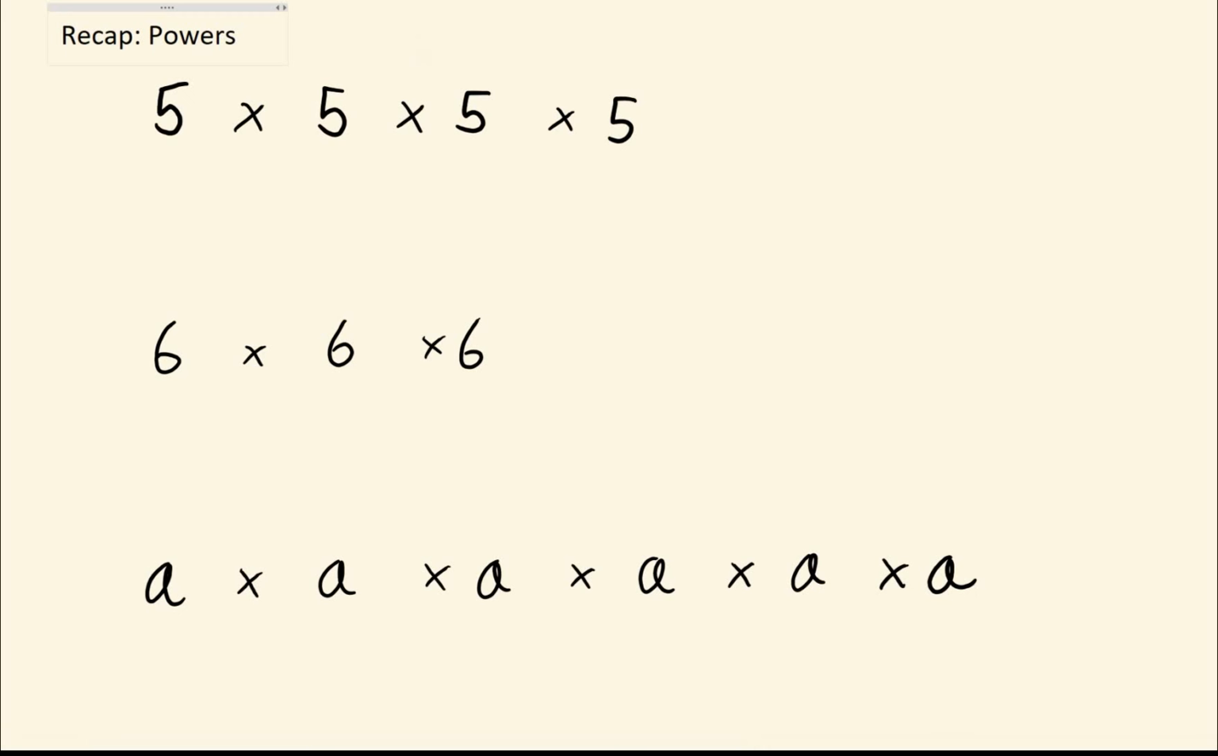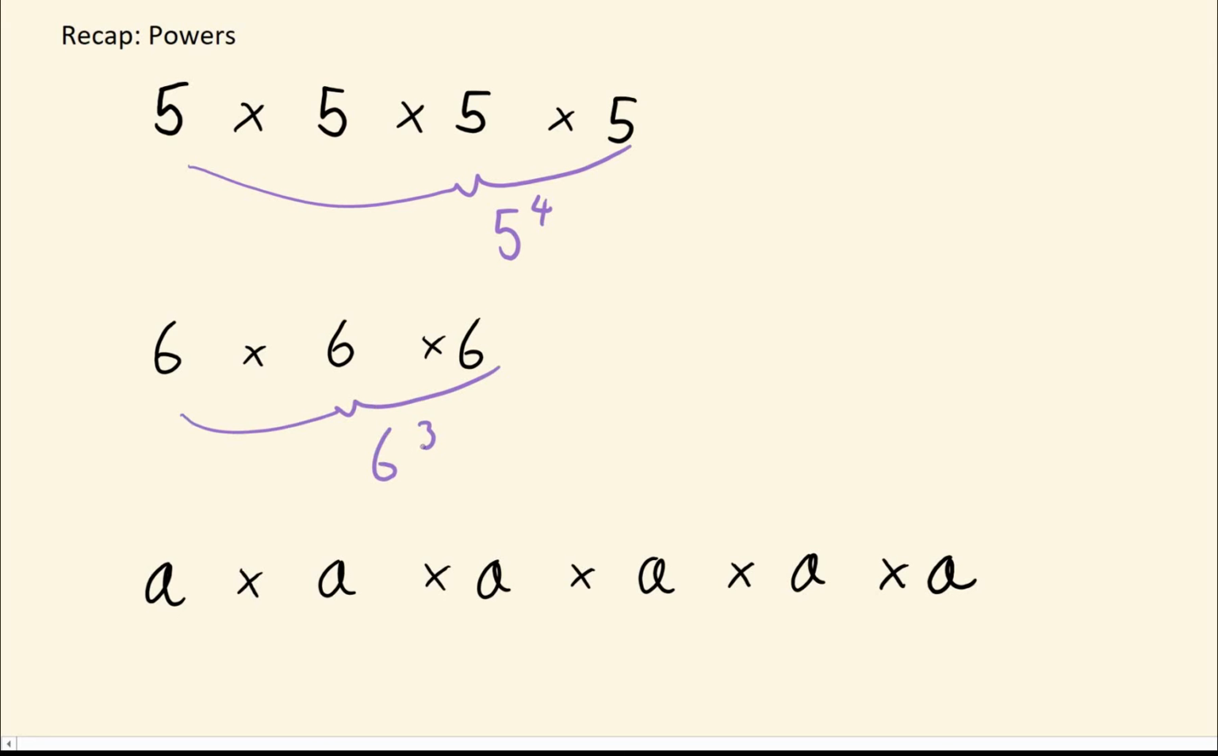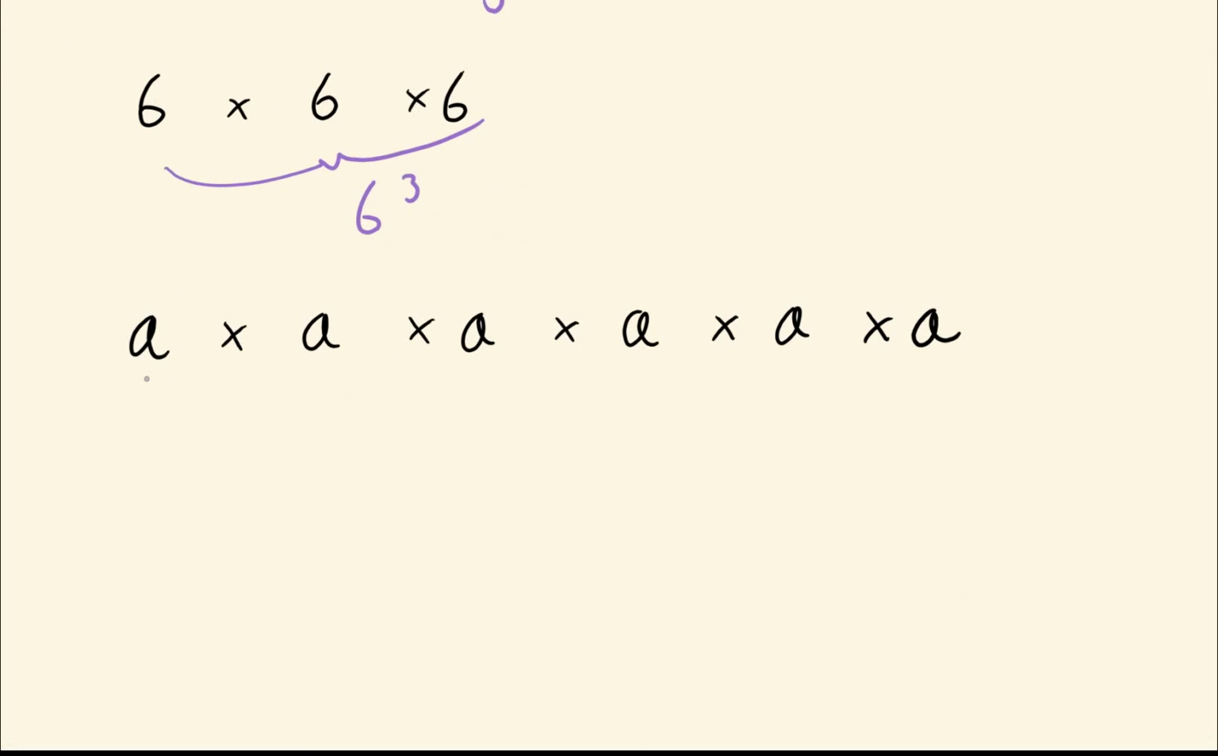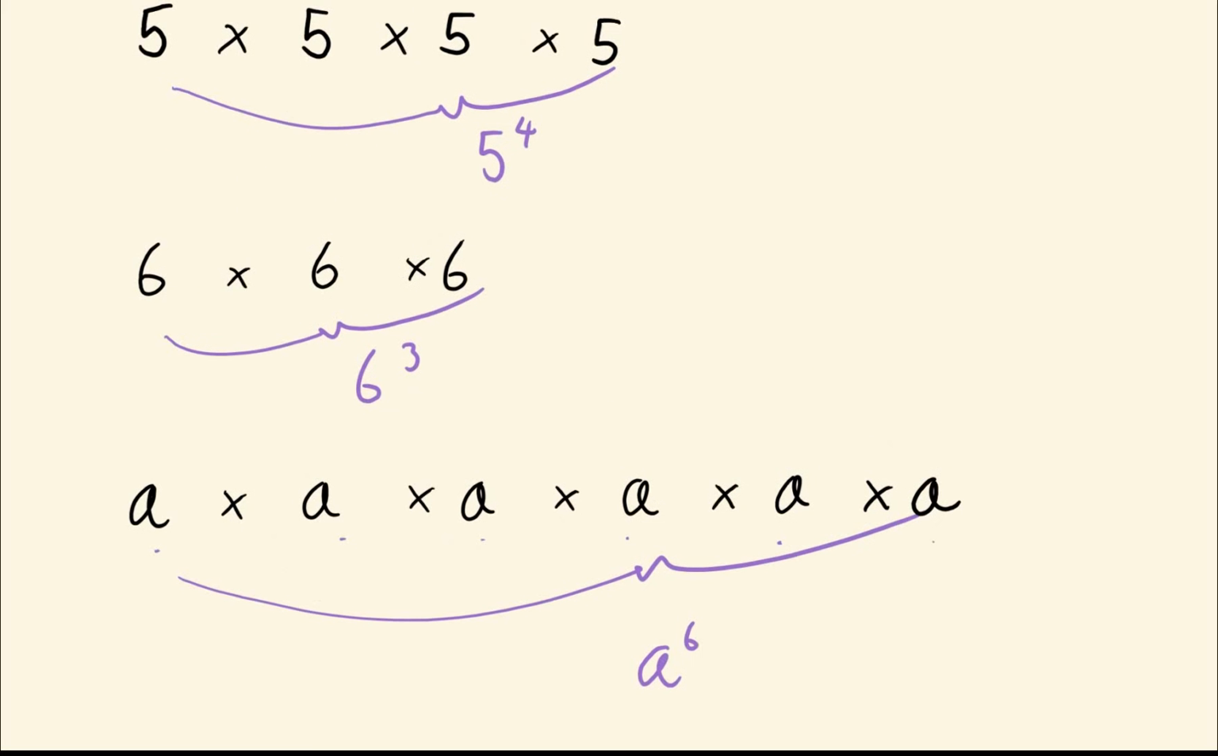And again, we can go the other way around. If we've got a bunch of numbers multiplied together, here I have 4 5s multiplied together, so that is 5 to the power of 4. Here I've got 3 6s. So that is 6 to the power of 3. Here I've got 1, 2, 3, 4, 5, 6 a's, which therefore means it's a to the power of 6. So the power is how many times you see that number.